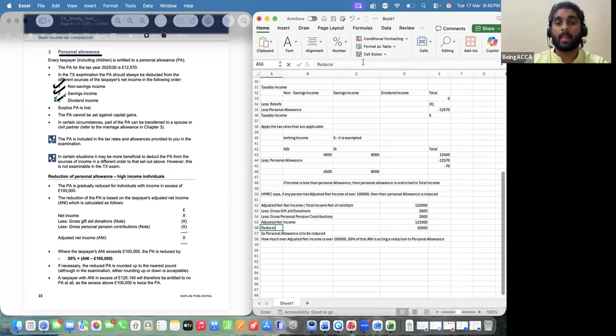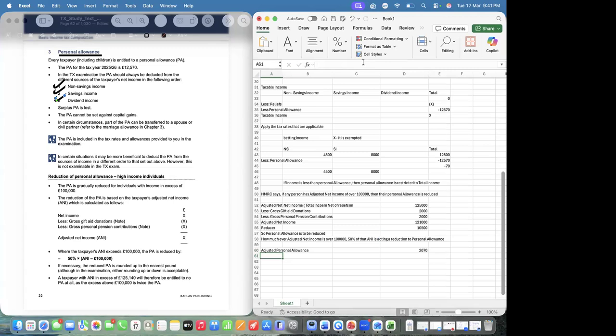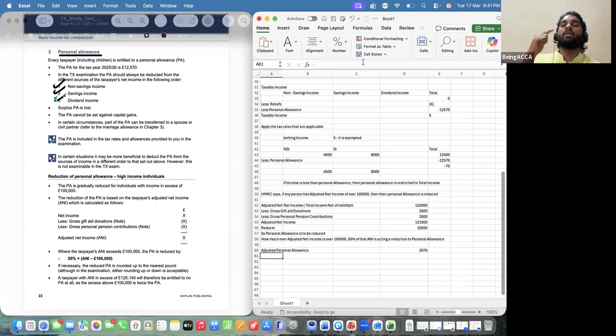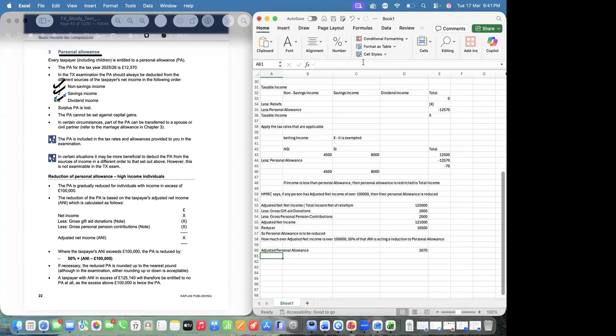This is the reducer, which means adjusted personal allowance will now be equal to 12,570 minus 10,500. Okay, clear on that? Yes, sir. How much ever adjusted net income is over 100,000, that should be multiplied by 50%, and whatever we get should be subtracted from your personal allowance in order to get the adjusted personal allowance. Okay, clear on that one? Yes, sir.